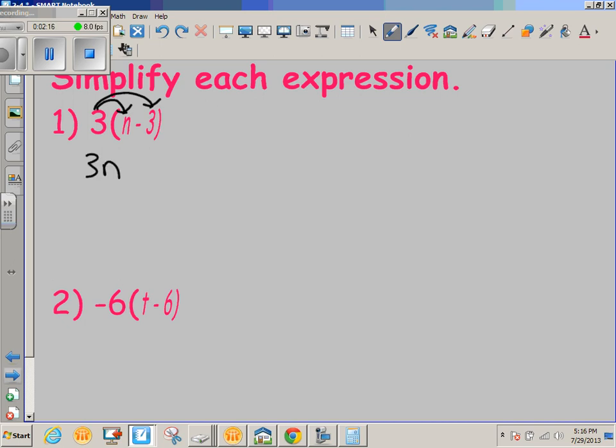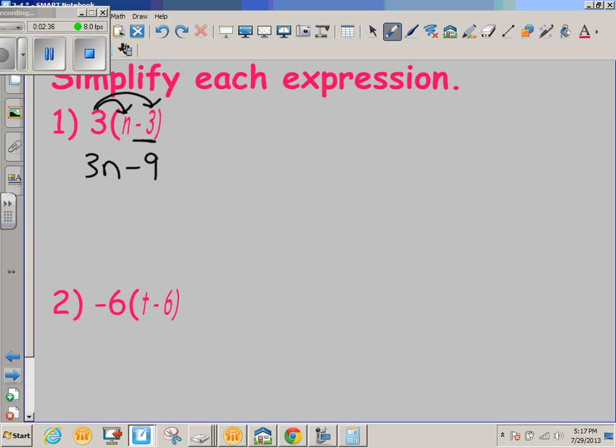And then, of course, we have 3 times, remember, this is a negative 3. So we look at that as one term, 3 and negative 3, a positive times a negative. When the signs are different, that's always going to be a negative. So our final answer then is 3n minus 9.